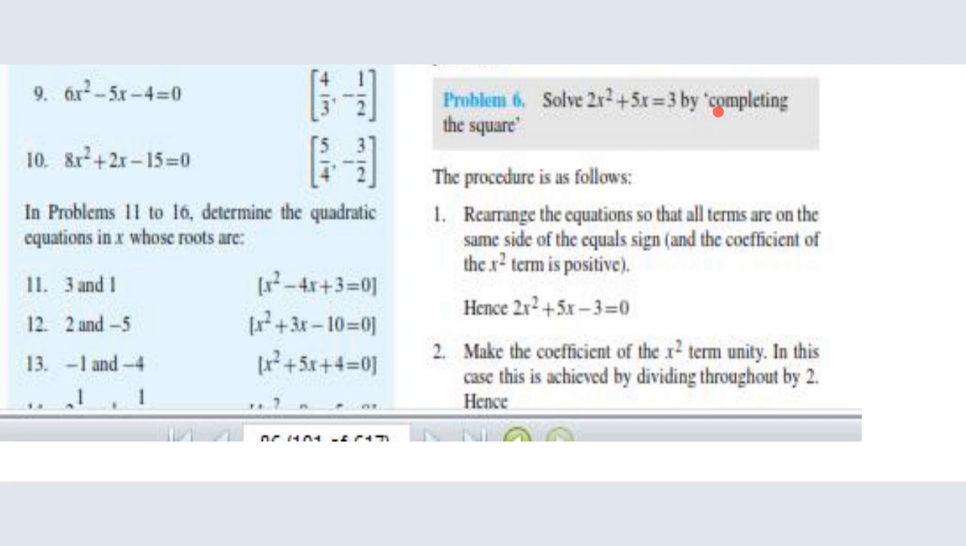So we have an example, problem six. Of course, you rearrange the equation first. You arrange the equation so that you have the left and the right side, okay? Our original equation in a quadratic should be in the form of ax squared plus bx plus c is equal to zero. That should be our original form of a quadratic equation, a quadratic function.